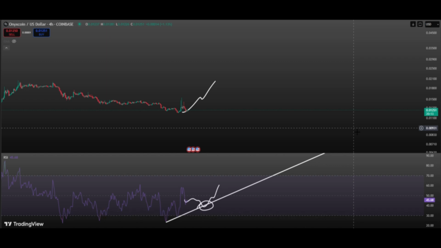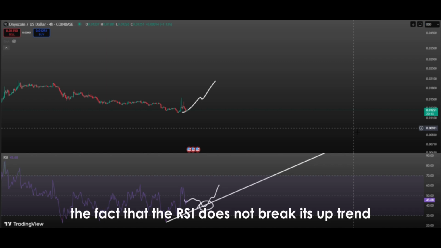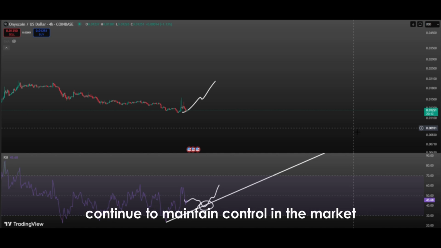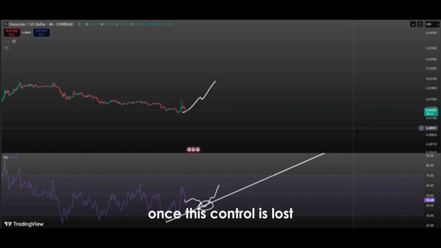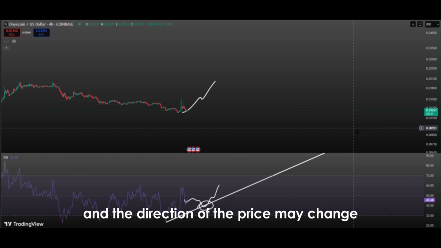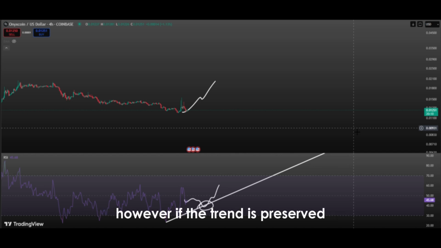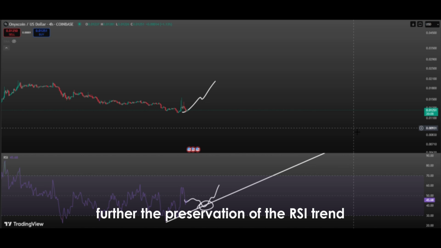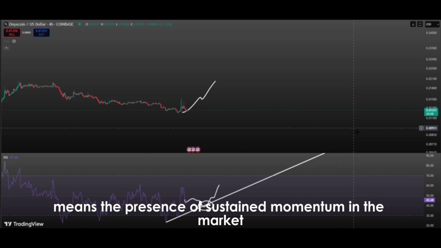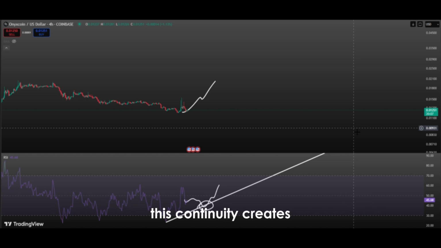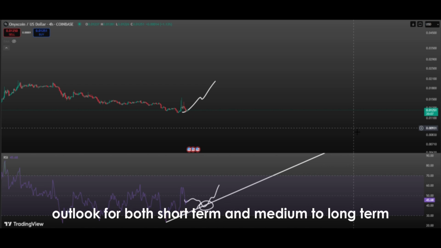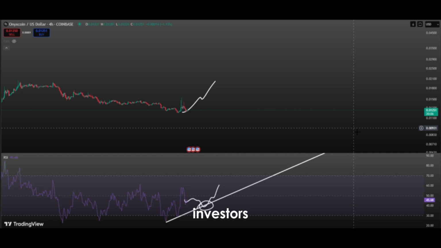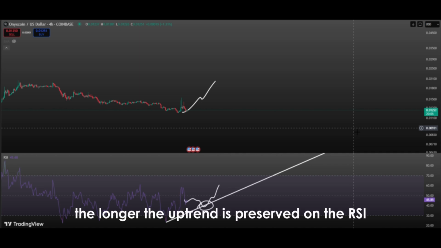bullish movement. The fact that the RSI does not break its uptrend is also proof that buyers continue to maintain control in the market. Once this control is lost, sellers step in and the direction of the price may change. However, if the trend is preserved, buyers' will dominates the market, paving the way for the bullish movement to accelerate further. The preservation of the RSI trend means the presence of sustained momentum in the market. This continuity creates a positive outlook for both short-term and medium to long-term investors. The longer the uptrend is preserved on the RSI, the longer a price increase can be expected.